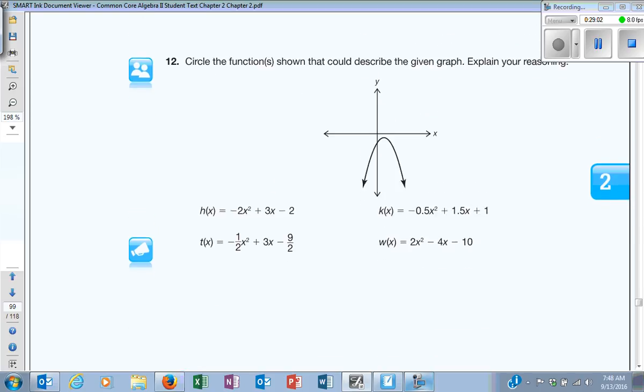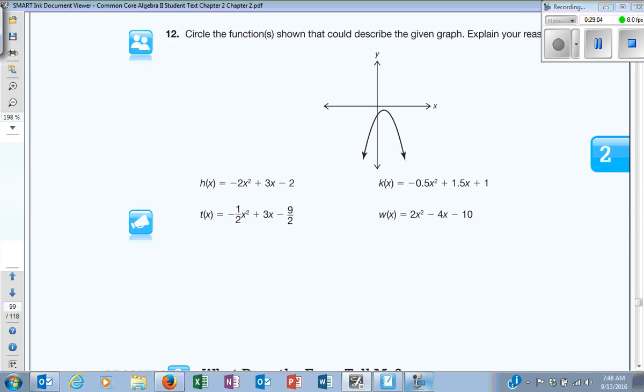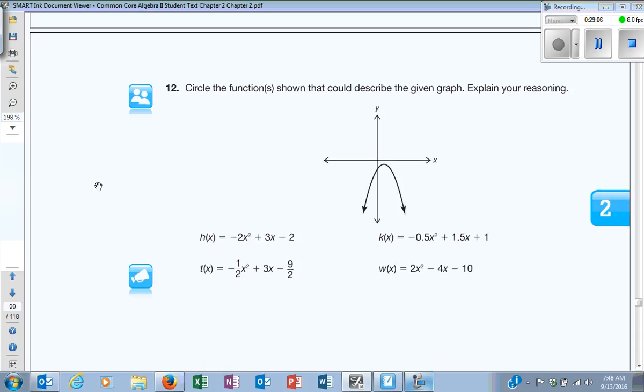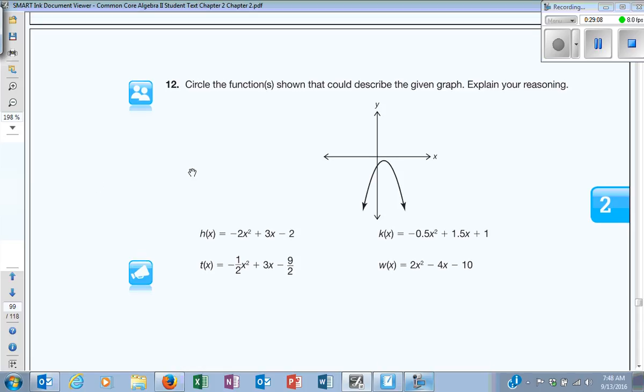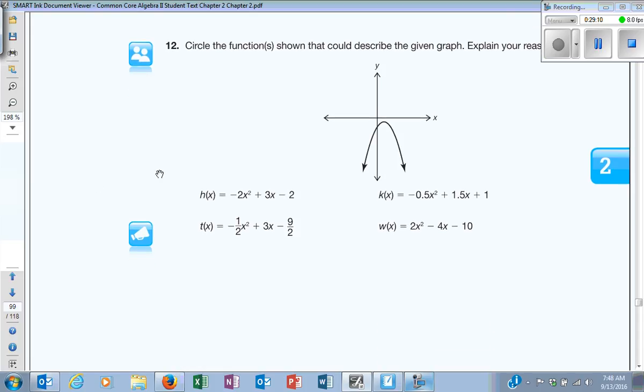So this is probably a question that could be like a test question. Circle the functions that could describe the given graph. Explain your reasons. What do you know about this graph right here? Facing down. So what can I get rid of right away? So does everybody understand why I can get rid of that one? Now, what else could I check? I could check there's not supposed to be any x-intercepts.